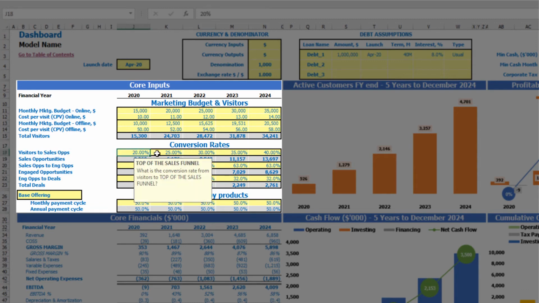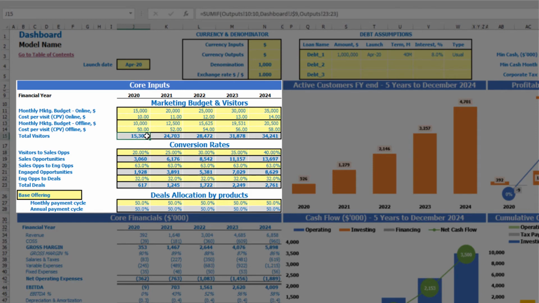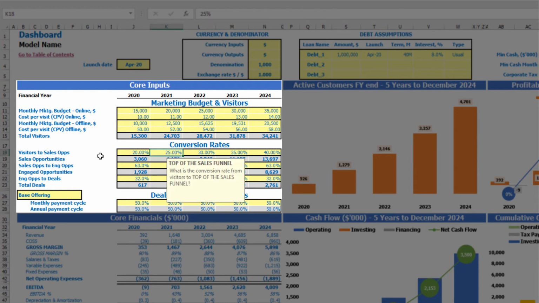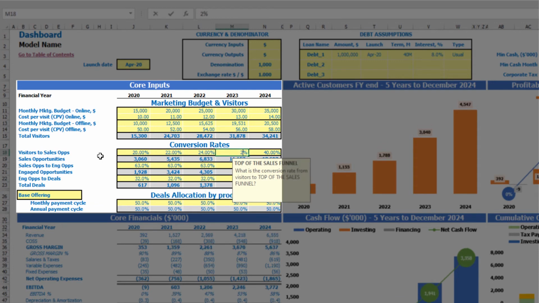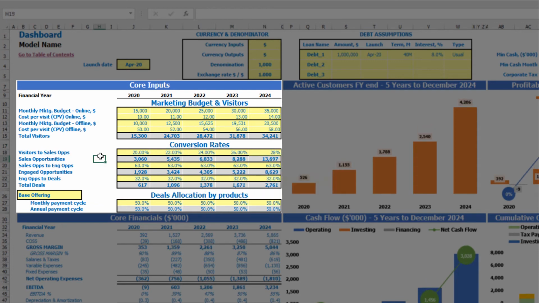Let's say it's 20%. So your amount of total visitors, which is 15,000, will be multiplied by 20%, which is roughly 3,000 for year 2020. The same logic works for all the 5 years. You can also change this conversion rate year over year. For example, 22%, 24%, 26%, 28%.